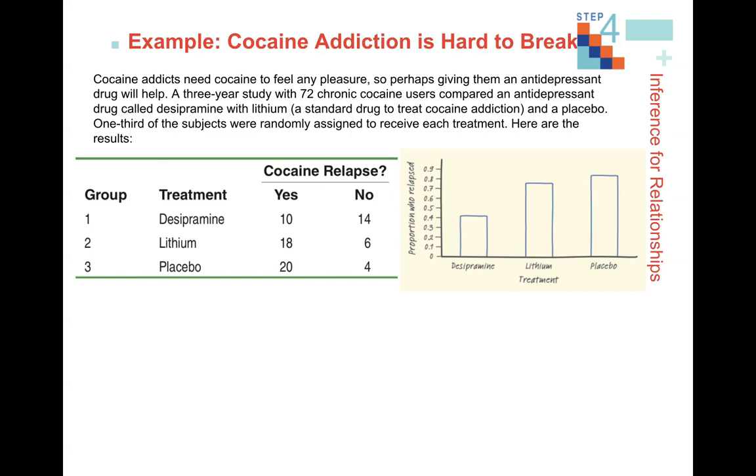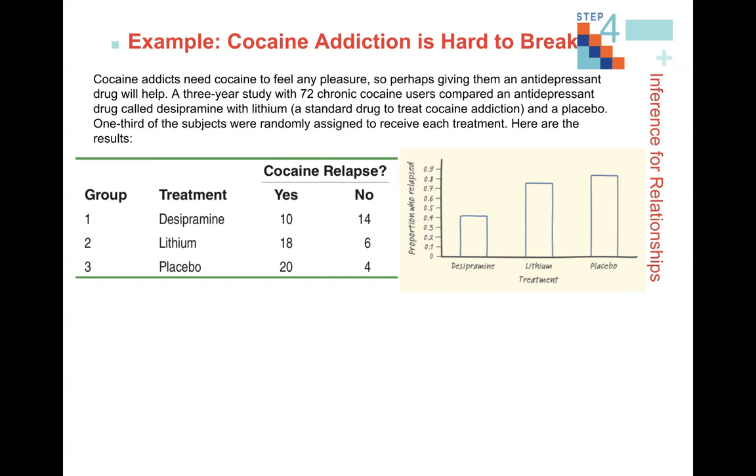Okay, so here's an example. Say cocaine addicts need cocaine to feel any pleasure, so perhaps giving them an antidepressant drug will help. A 3-year study with 72 chronic cocaine users compared an antidepressant drug called desipramine, with lithium, a standard drug to treat cocaine addiction, and a placebo. One third of the subjects were randomly assigned to receive each treatment.